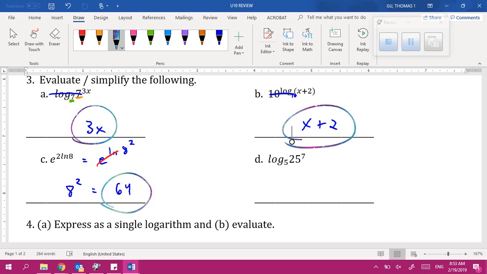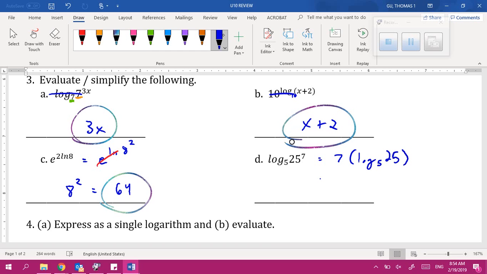And then last one, D. This one's a little more confusing because what you want to do first here is move the 7 to the front using the power rule. So this is the same thing as 7 times log base 5 of 25. Then you want to evaluate log base 5 of 25.